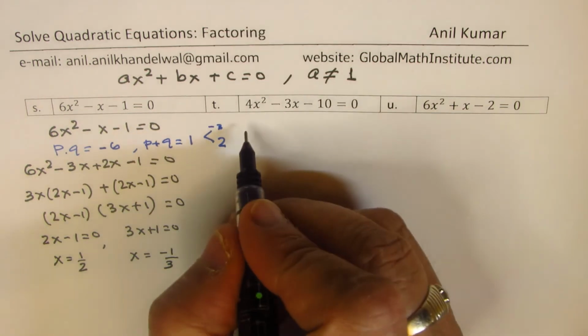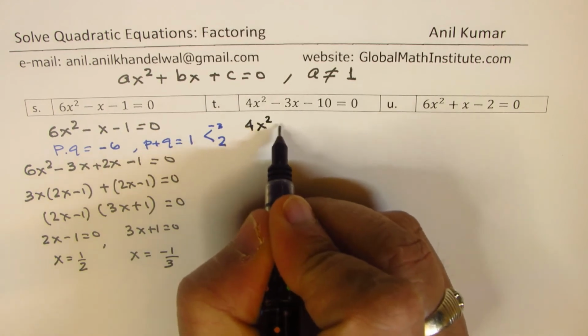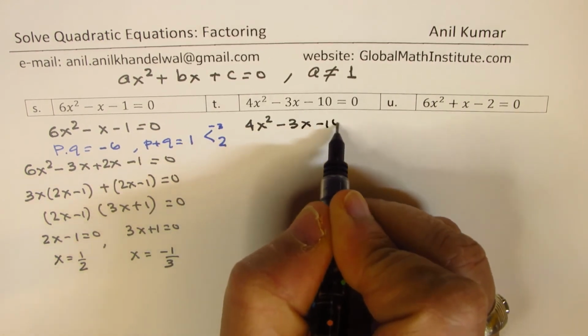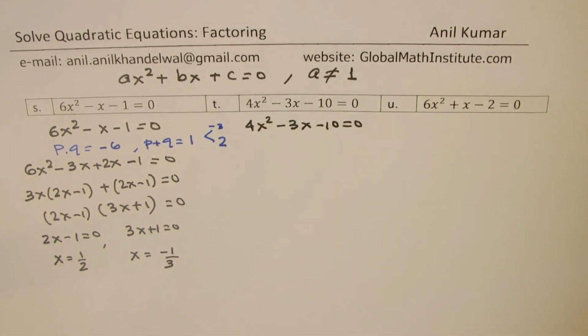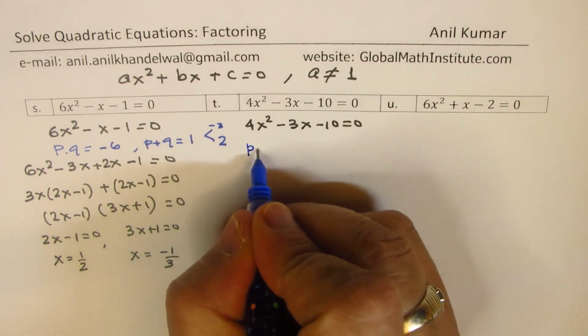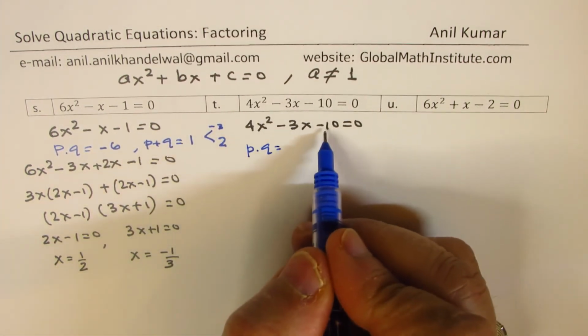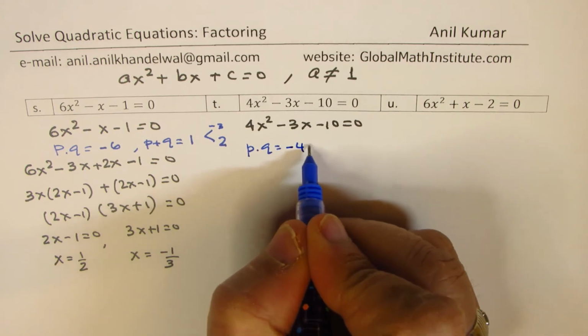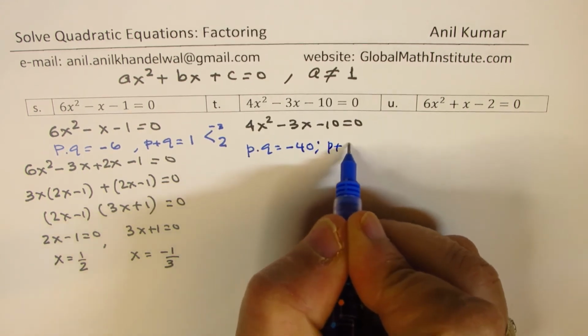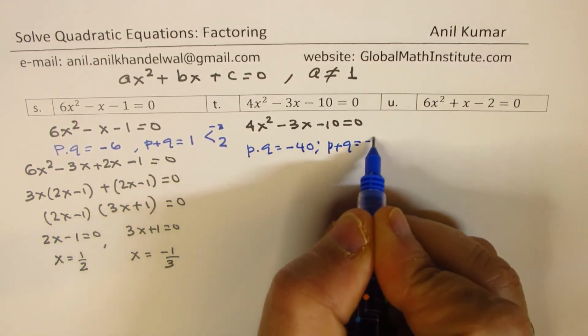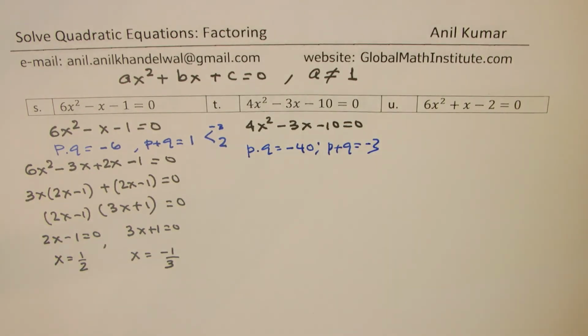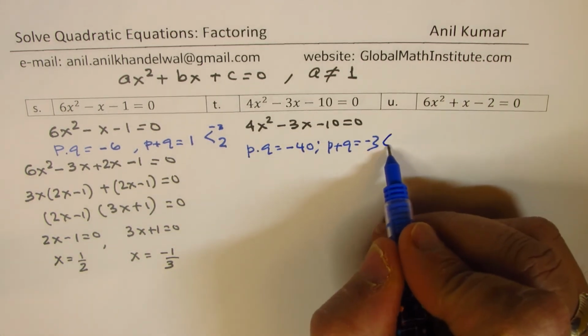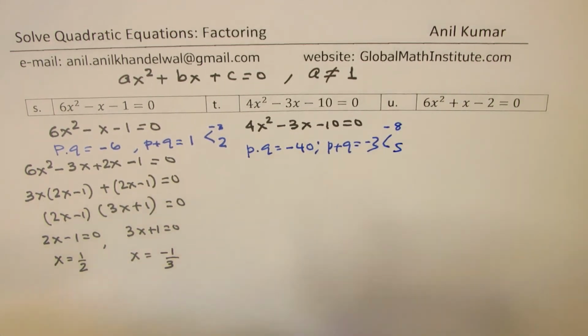Let's take the next one, which is 4x squared minus 3x minus 10 equals to 0. So we're looking for two numbers whose product should be 4 times minus 10, which is minus 40. And the sum of the two numbers should be minus 3. So what could be these numbers? Well, 8 and 5 can work for us, right? So 8 and 5, 8 has to be negative, 5 positive.